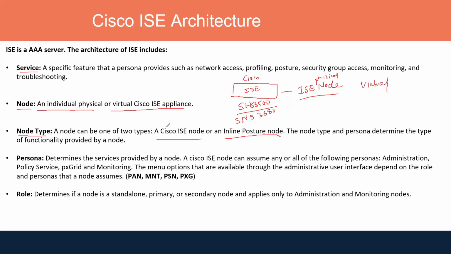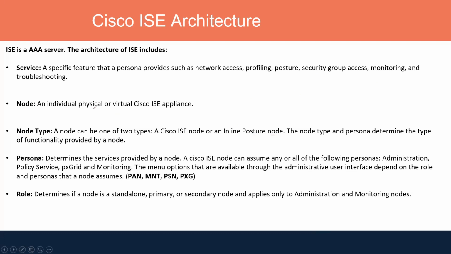I haven't written over here. One is known as inline and the other is known as offline or promiscuous. I would tell you what the difference is between them. I haven't written that in the slide. So there are two types of node deployment.